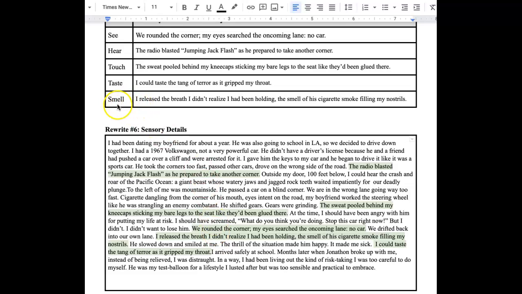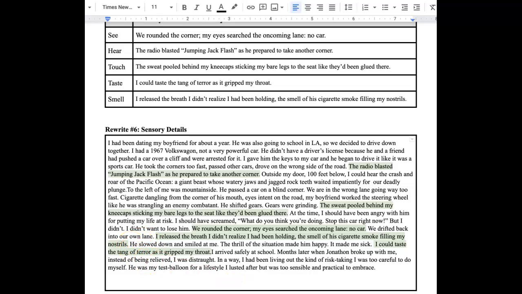And for the sense of smell, I had already told the reader that he was smoking, so I thought, perfect, I'll add cigarette smoke. I released the breath I didn't realize I had been holding. The smell of his cigarette smoke filled my nostrils. This is after we're safe, and so I put it there.